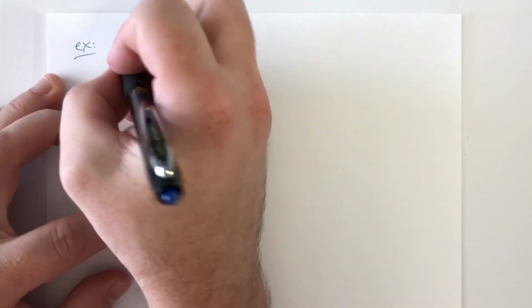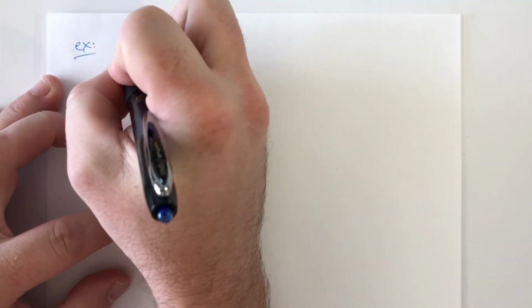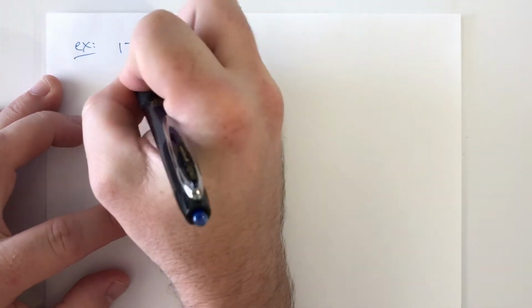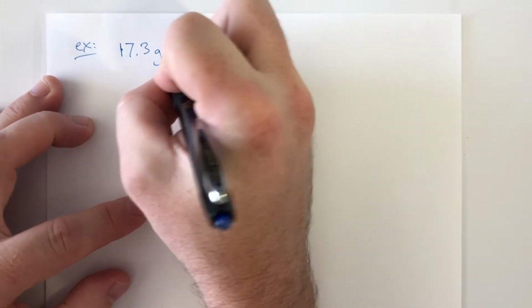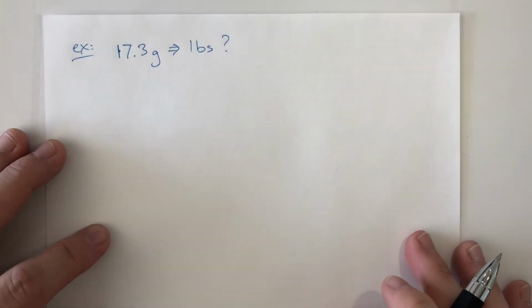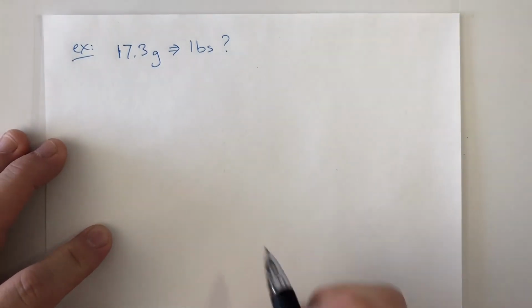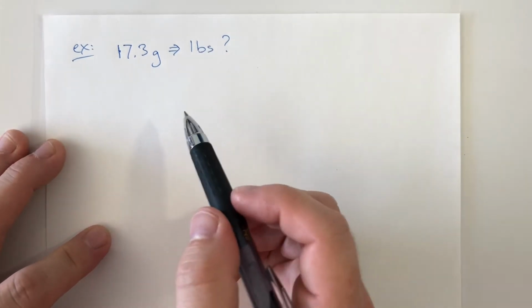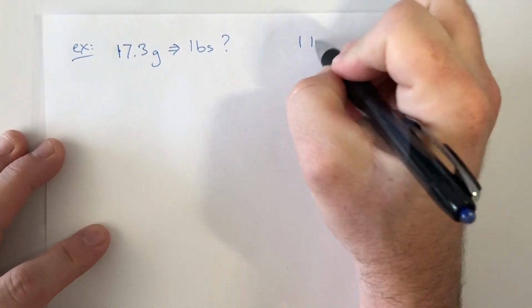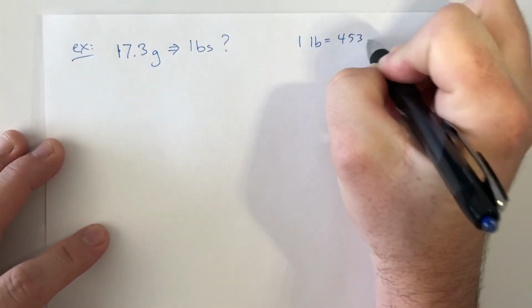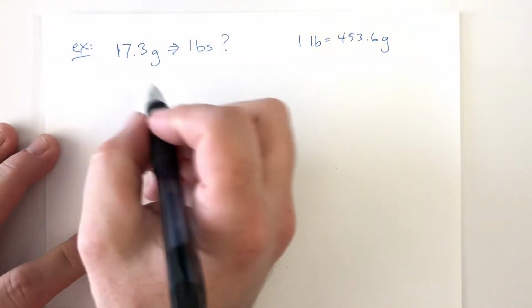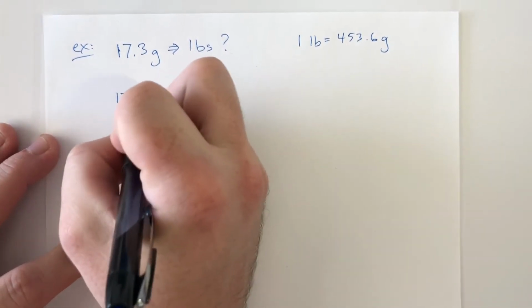Let's say we have 17.3 grams, and we want to know how many pounds is that. So in this case, we're switching from metric to empirical. Okay, I do not need you to know the unit conversion off the top of your head. I will provide the unit conversions. Okay, it turns out that 1 pound is equal to 453.6 grams. Okay, so we set up what we know, which is 17.3 grams.